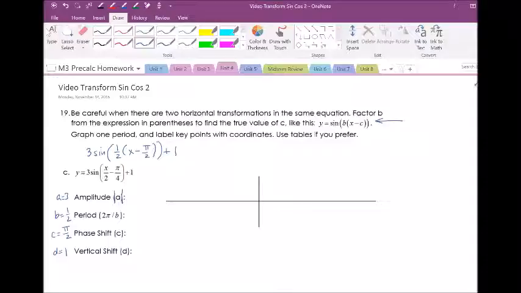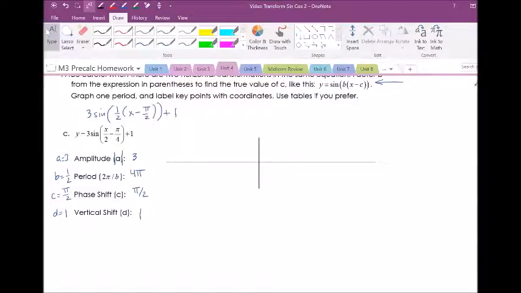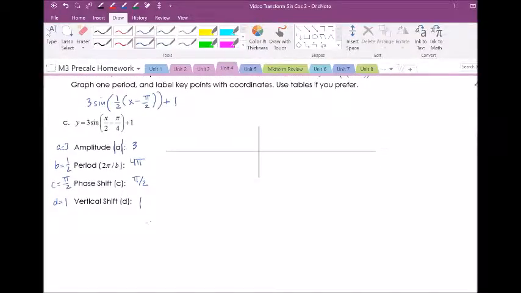So the amplitude is the absolute value of a, which is 3. The period is 2 pi divided by b, so 2 pi divided by 1/2 is 4 pi. The phase shift is positive pi over 2, and the vertical shift is 1. I'm going to use the averaging method first in this one. So what I'll do is start by setting the parentheses, x over 2 minus pi over 4, you could use the factored form if you want, equal to 0 and equal to 2 pi to find the values of my first and fifth key points.